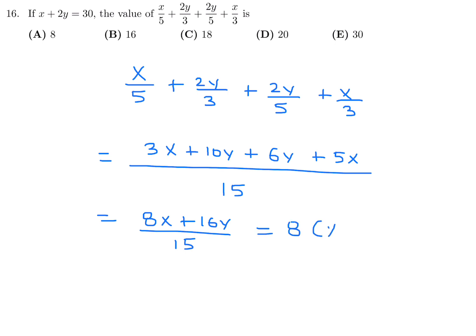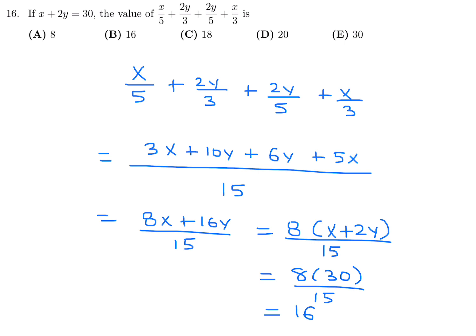Factor out an 8, get 8 times x plus 2y over 15. And then x plus 2y, they tell me is 30, so substitute that. And this is 30 divided by 15 is 2, so 2 times 8 is 16. Number 16, the answer is 16, and that would be choice B.